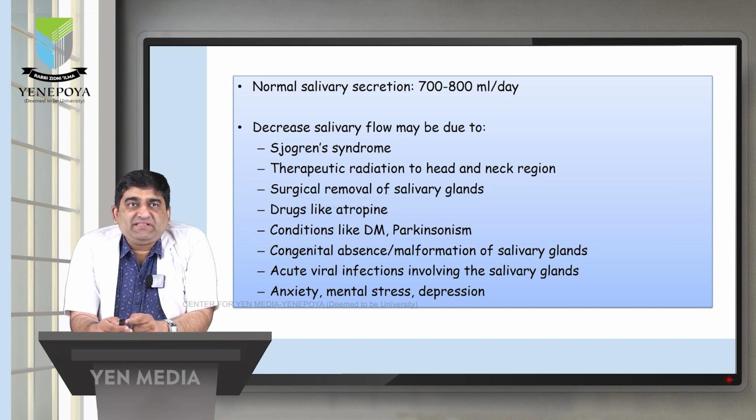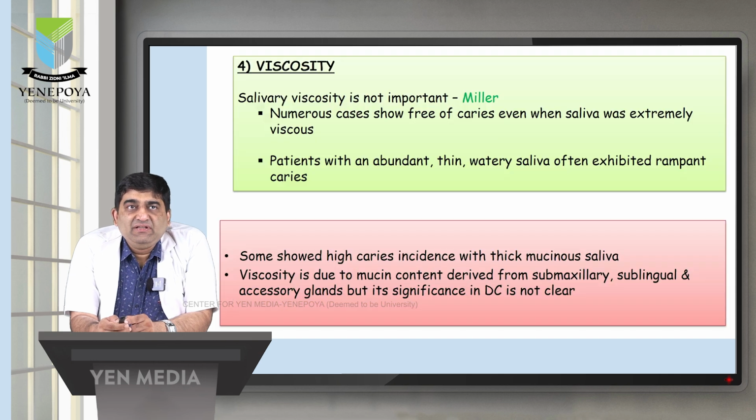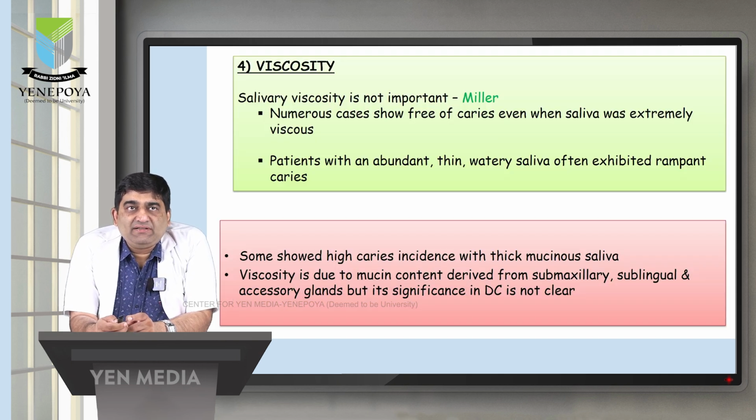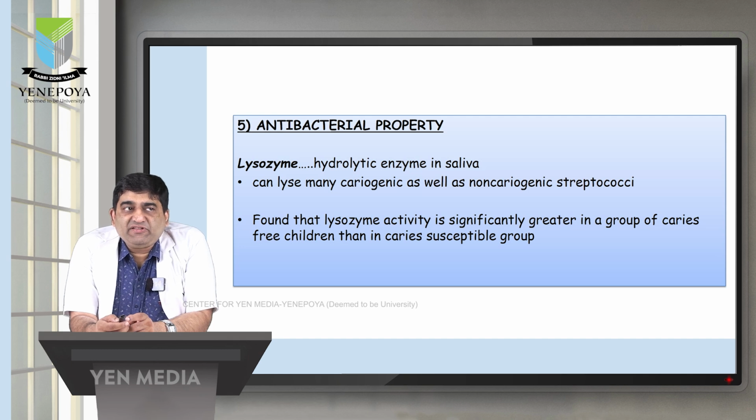It is decreased in conditions such as Sjogren syndrome, therapeutic radiation to the head and neck region, surgical removal of the salivary glands, drugs like atropine, conditions like diabetes mellitus and Parkinsonism, congenital absence or malformation of salivary glands, acute viral infections involving the salivary glands, anxiety, mental stress, and depression. Viscosity of the saliva is not very important. Antibacterial property is very important.